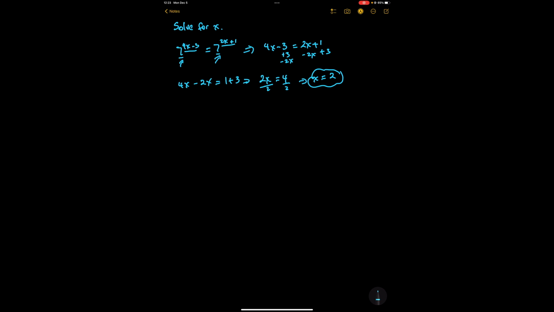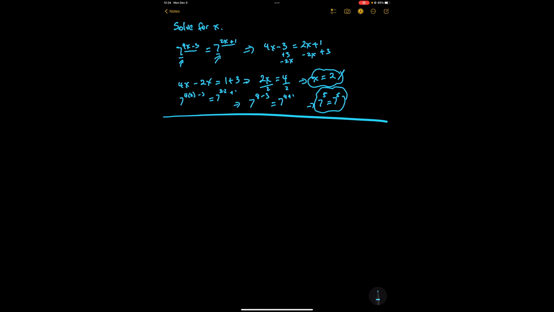So let's actually see if it is right. If we have 7 to the power of 4 times 2 minus 3, would that be equal to 7 to the power of 2 times 2 plus 1? So that would be 7 to the power of 4 times 2, which is 8, minus 3, equal to 7 to the power of 2 times 2, which is 4, plus 1. And 7 to the power of 5 does in fact equal 7 to the power of 5. So x equals 2 is correct. Let's move on to another exercise.